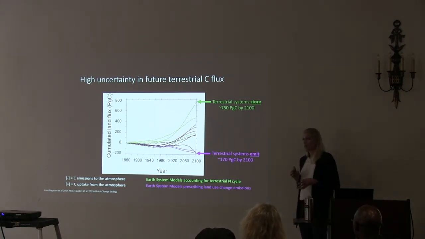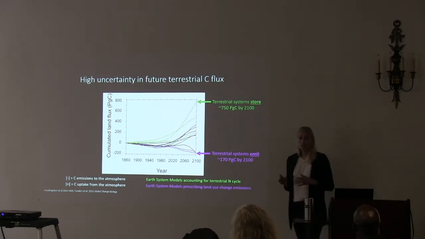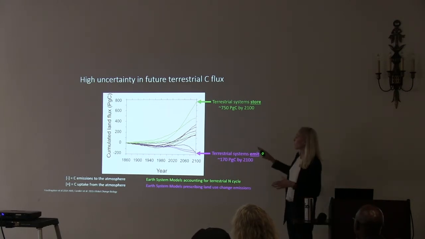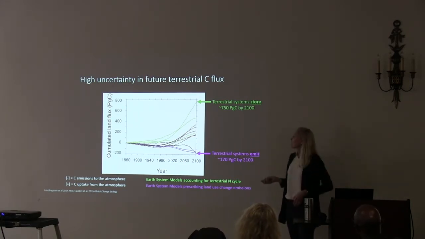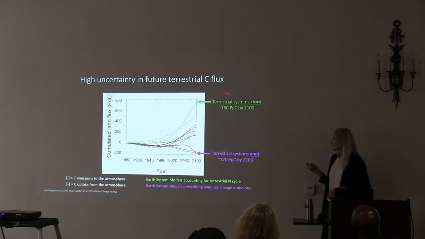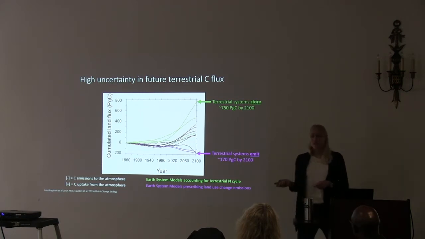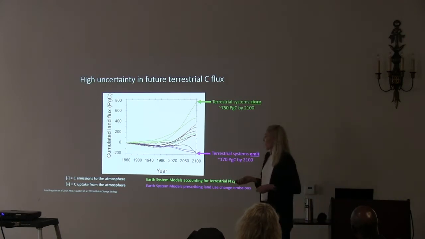And these models vary in some ways, including whether or not, for example, they incorporate the nitrogen cycle in green, or the purple models incorporate prescribed land use change emissions. But the point of this is that they're not even getting the sign in agreement in terms of their predictions. So by the end of the century, some of these models suggest that terrestrial vegetation could store as much as 750 petagrams of carbon, and other models suggest that these same systems could actually be emitting carbon to the atmosphere. So this is pretty problematic.